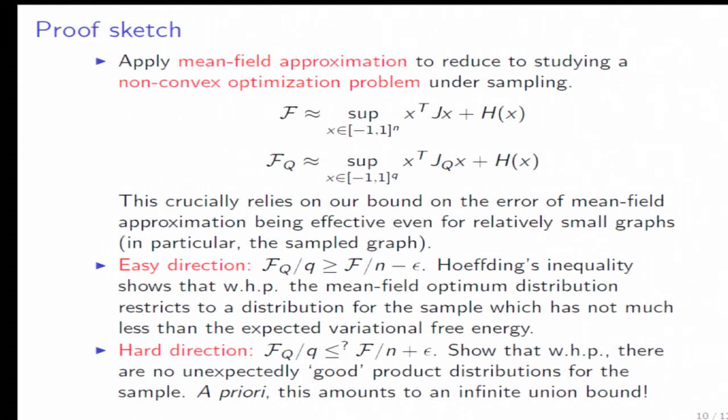And it's not that easy to control this kind of thing. One thing you could try is that there's only so many product distributions for the big model, and I try to control them by a union bound. But basically, this n is infinity, so this is an infinite union bound. It's not going to work.